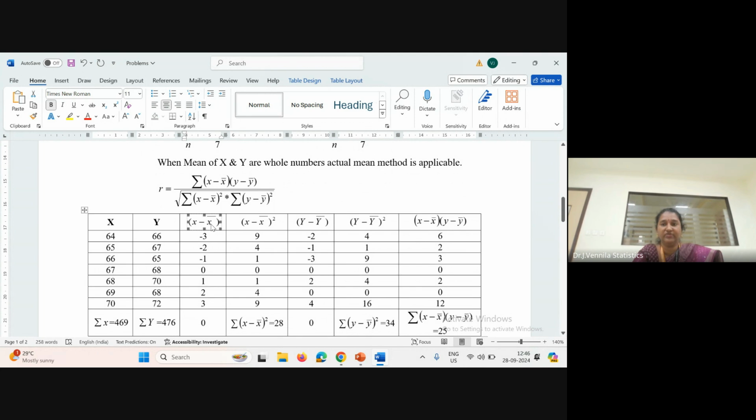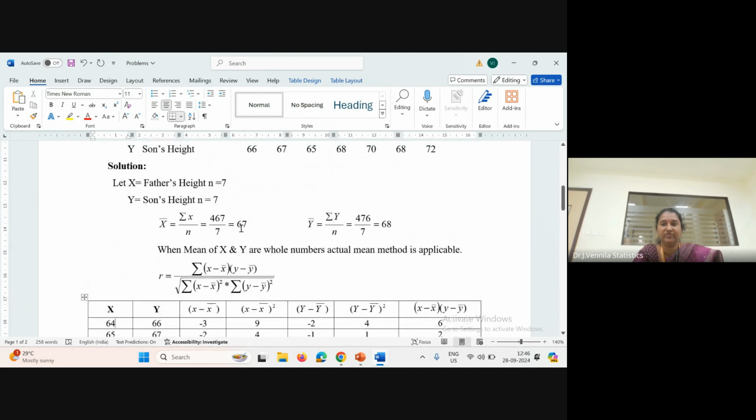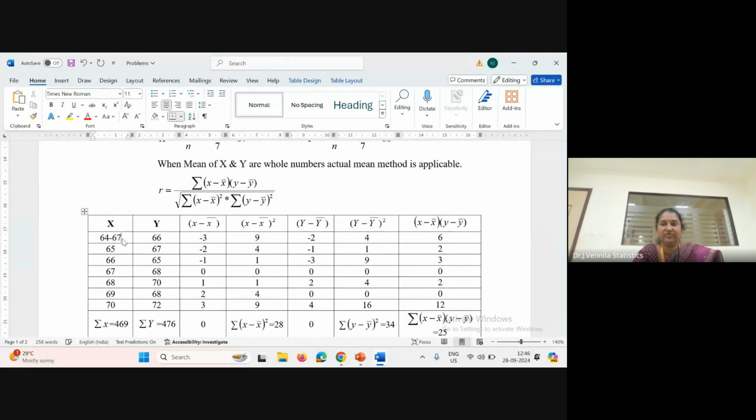So x minus x bar. The x value here is 64 and the average is 67, so 64 minus 67 gives minus 3, 65 minus 67 is minus 2, 66 minus 67 is minus 1. Like that you can find this column. Once you find this column, you square it. Minus 3 squared is plus 9, minus 2 squared is plus 4, minus 1 squared is 1, 0 squared is 0. Like that you can find this column.